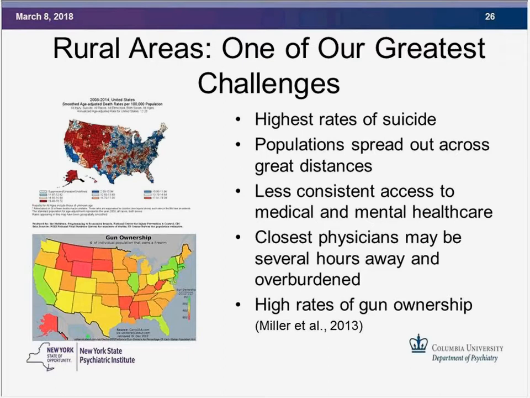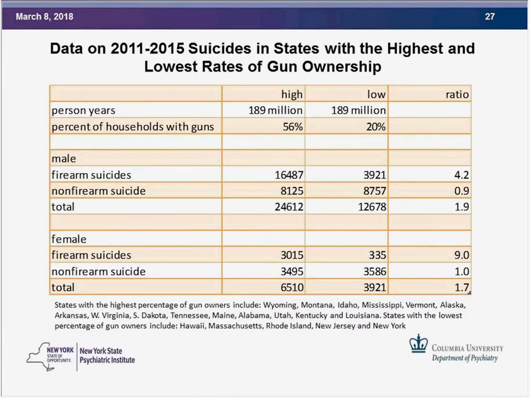And these two maps look at the rates of suicide by county in the United States and the rates of gun ownership by state. And you can see that the states with the lowest rates of gun ownership, California, Illinois, New York, New Jersey, Connecticut, Massachusetts, they all are very dark blue in the above map and have the lowest rates of suicide. And this data makes the point very dramatically.